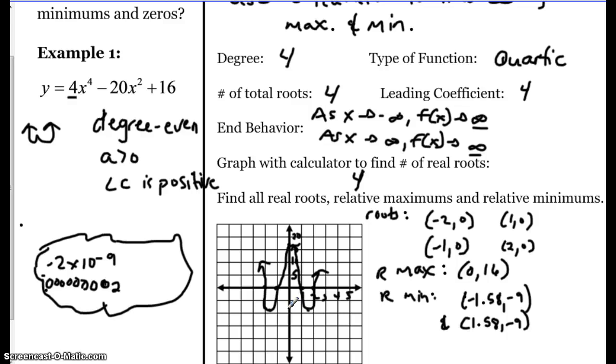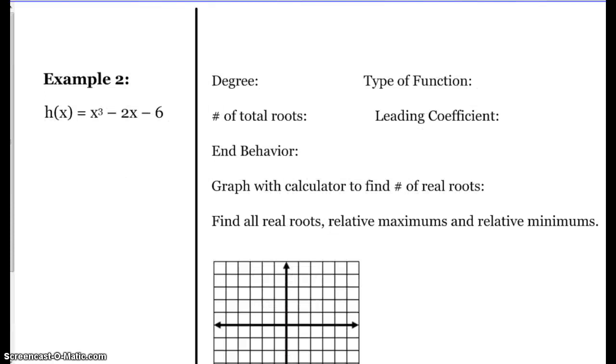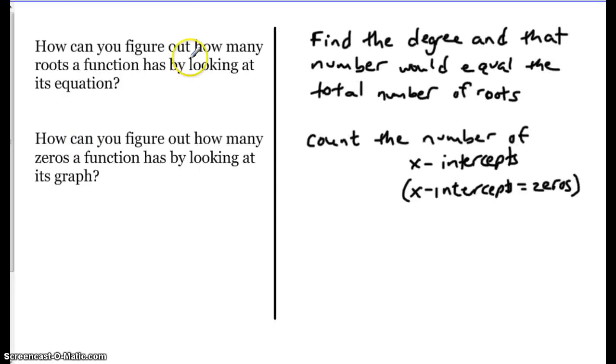All right. Our last part here, I want you to skip example number 2. We'll do that one in class. And then I want you to write down these two thoughts you already know. The first question was, how can you figure out how many roots a function has by looking at its equation? And you can do that by finding the degree, and that number would equal the total number of roots. So that's what we were doing in the beginning of these notes. The second part was, how can you figure out how many zeros you have in the graph, and that's just by counting the number of x-intercepts.